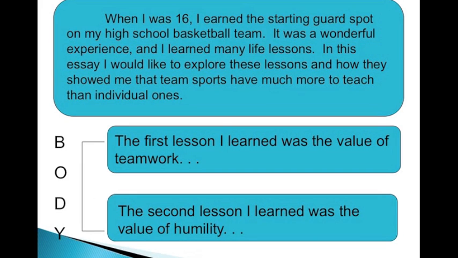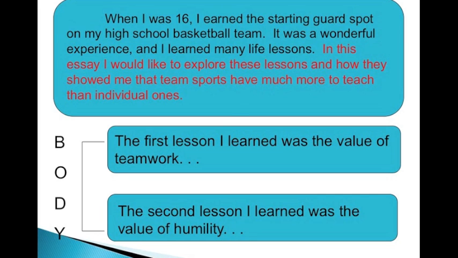If you recall, we tried to use a couple of ideas to show just exactly how the rest of the essay is going to connect to our introduction. Well, again, our thesis is the last sentence of the first paragraph of the introduction, and talking about how we would like to explore the lessons we learned in life, and how they showed us that team sports have much more to teach than individual ones.